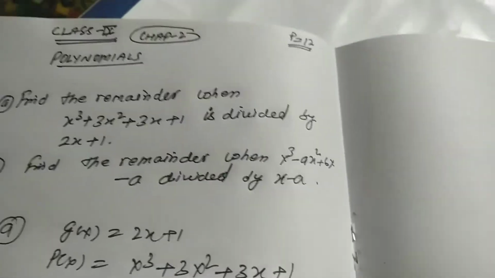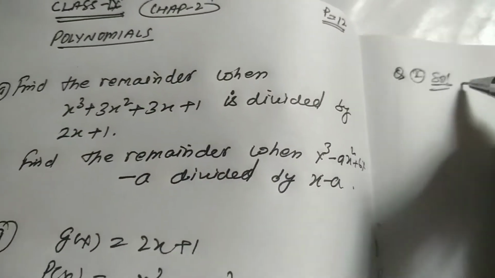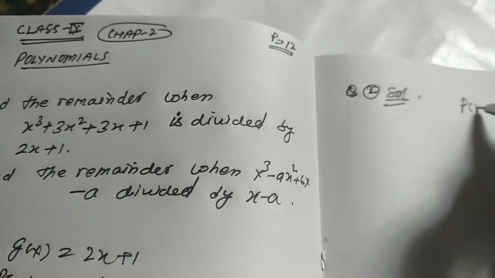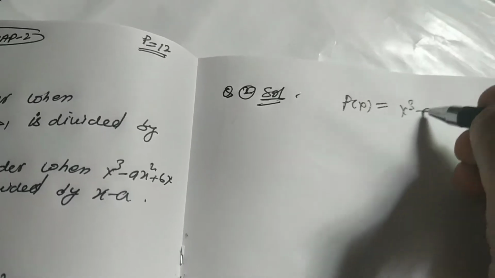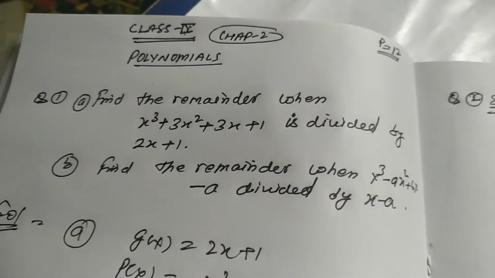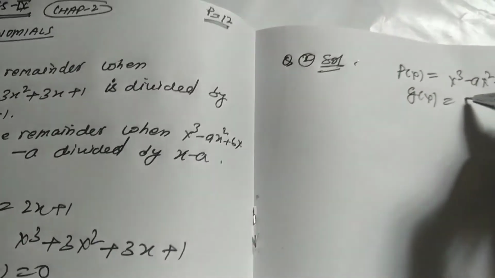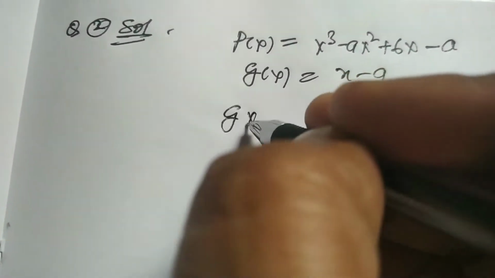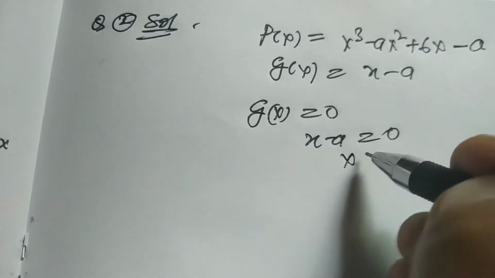See the next problem we have. Question number 2 solution. We have p(x) is equal to x cube minus ax square plus 6x minus a, and we have g(x) is equal to x minus a. Now let g(x) is equal to 0, then x minus a is equal to 0, then x is equal to a.